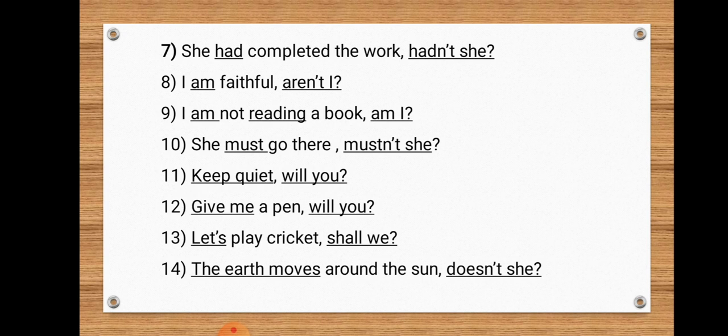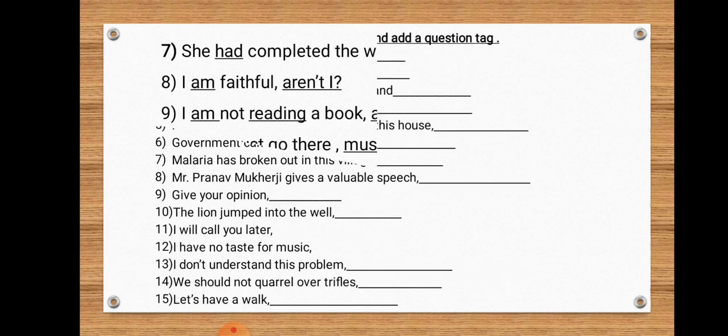"The earth moves around the sun." "Doesn't it?" Instead of earth, what have we used here? The pronoun. So in this way, you have to use the question tag.